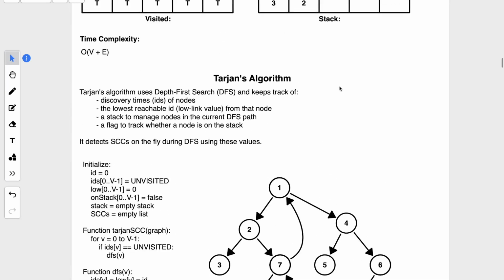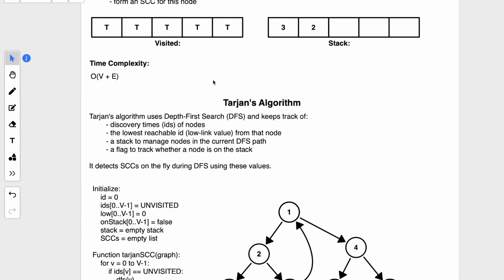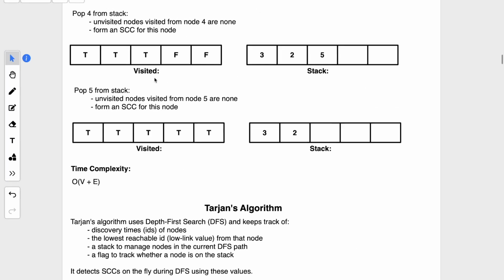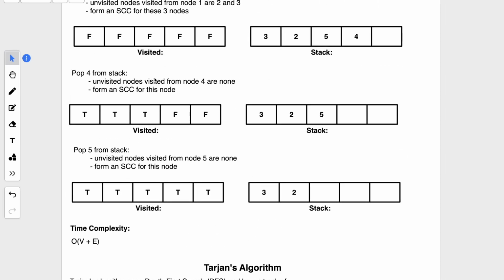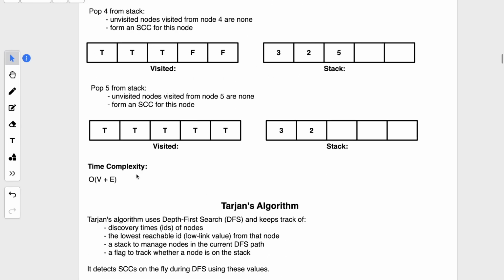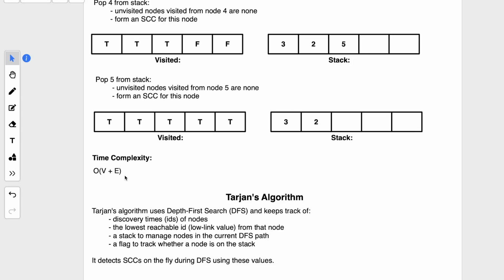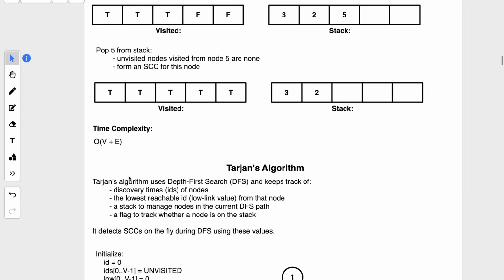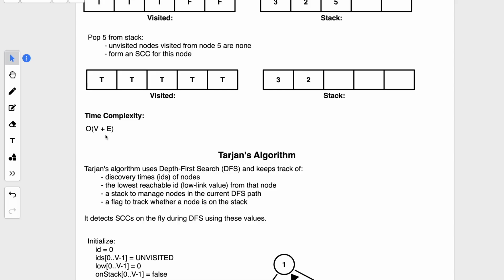Kosaraju's algorithm is also an algorithm which is used to find SCCs in a graph, and its time complexity is big O of V plus E, where V is the number of vertices and E is the number of edges in a graph. The problem with this algorithm is that it takes three passes. So it scans the graph three times, and each time it takes V plus E time. Hence, the complexity here is 3 times V plus E. As we remove constants from a complexity, the complexity is big O of V plus E.